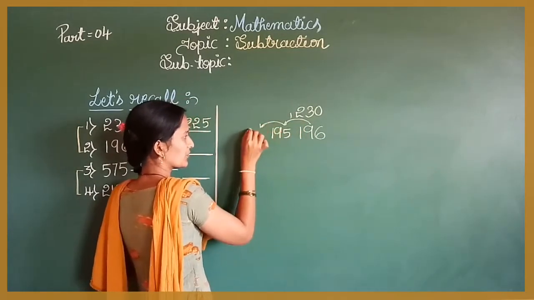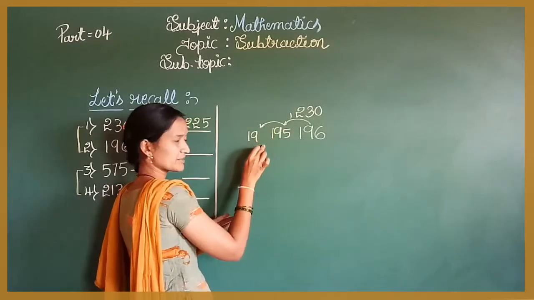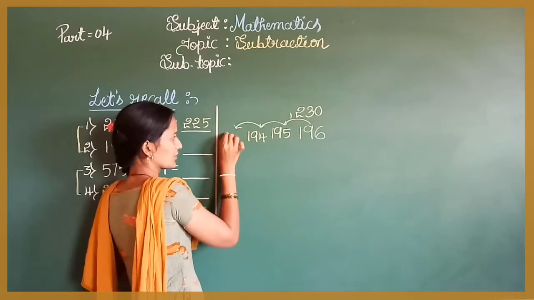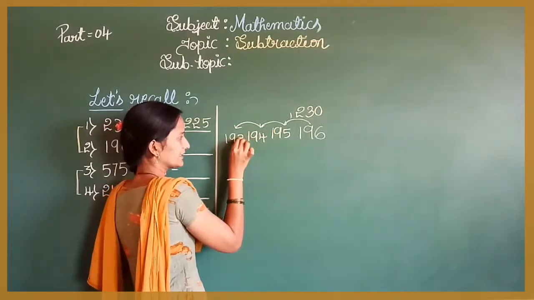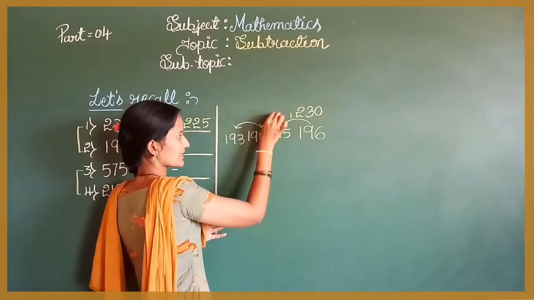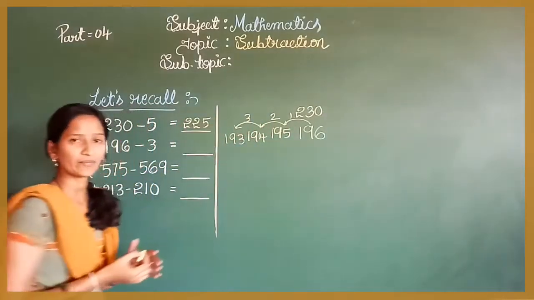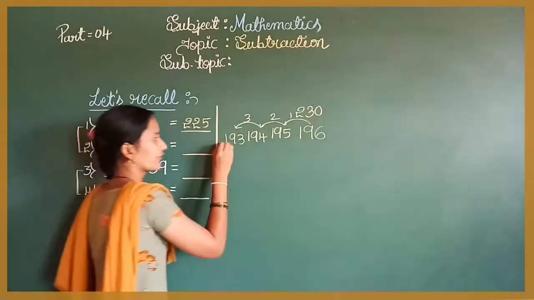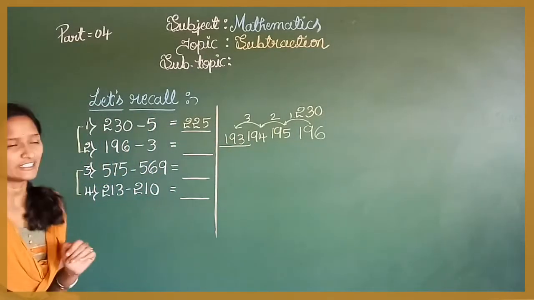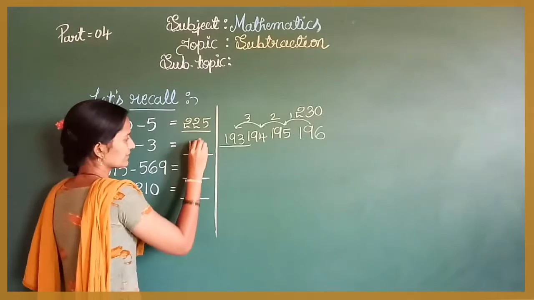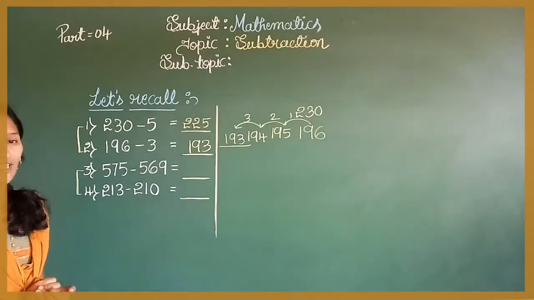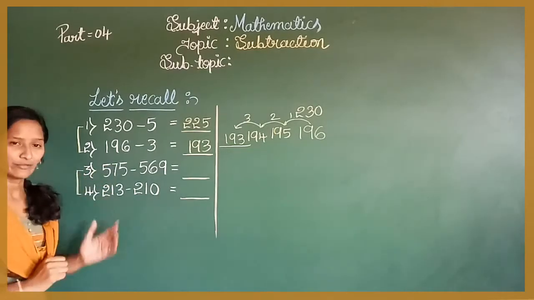The next, 195, its before number is 194. The next, 193. It is the first jump, second jump and third jump. So after counting backward 3 numbers, we reach the number 193. So write here 193. That is the difference. Now come to the third and fourth problems.